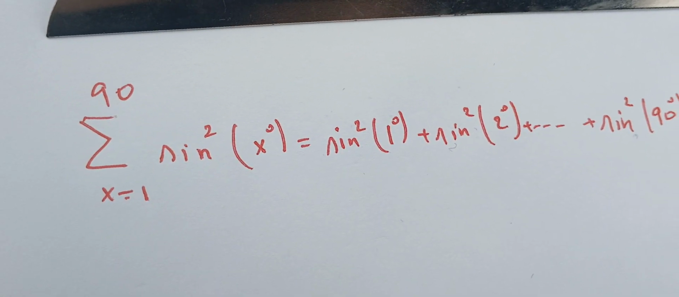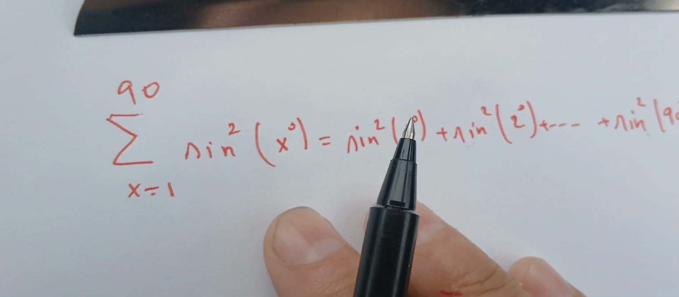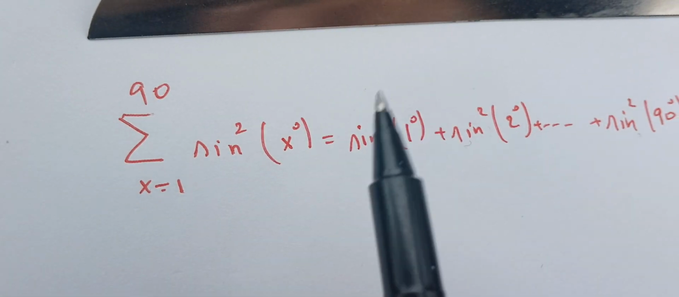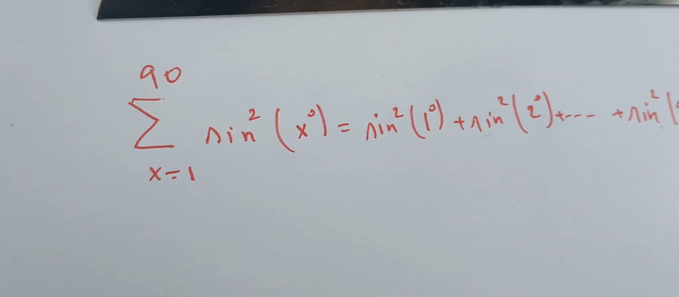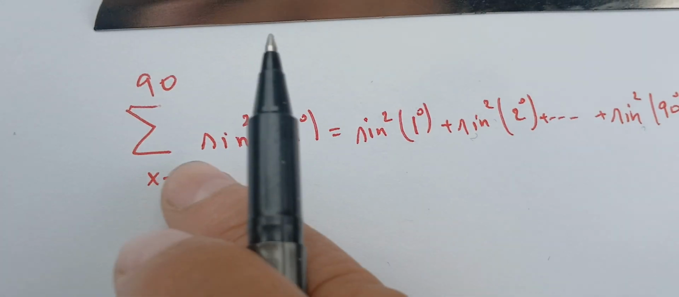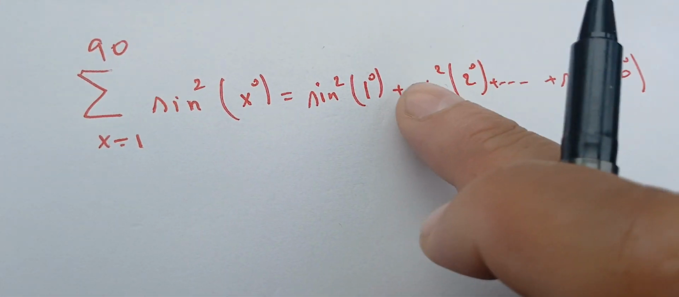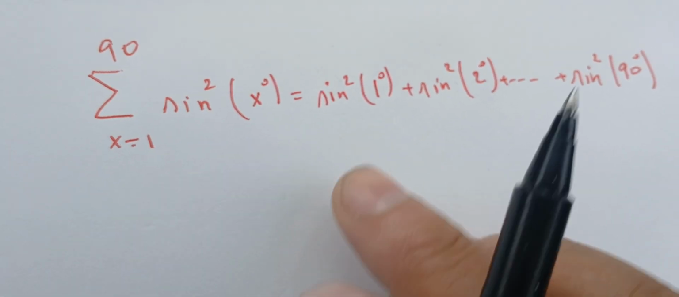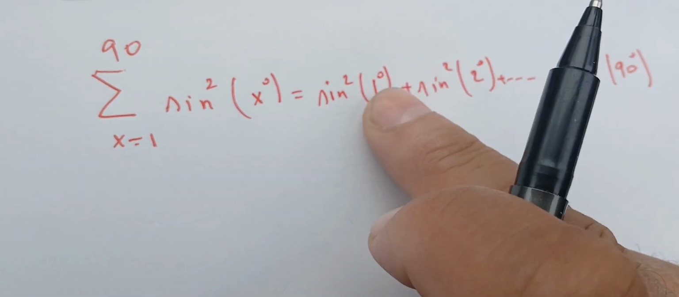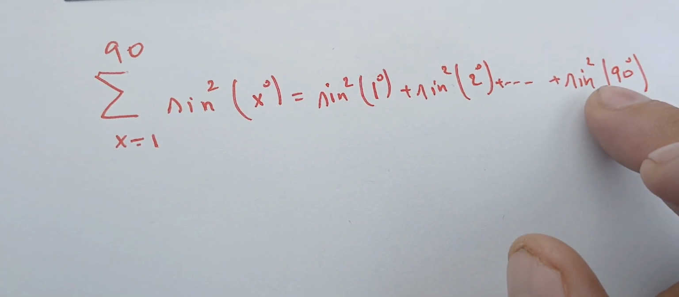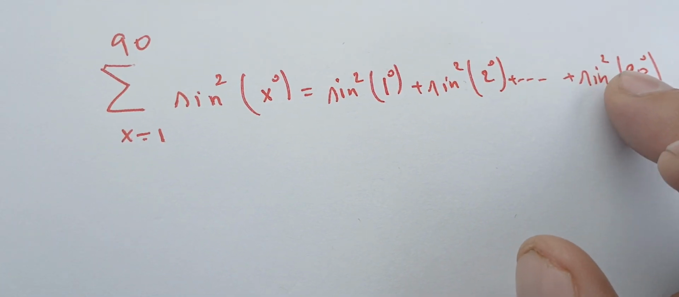Welcome back. In this video, we're going to compute the sum of the squares of the sines of the angles in degrees between 1 and 90 degrees. We can write this sum in sigma notation as well as in this expanded sum: sine squared of 1 degree plus sine squared of 2 degrees, and so on, plus sine squared of 90 degrees.